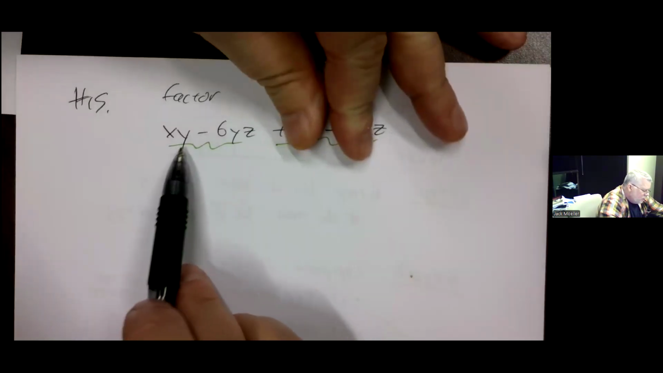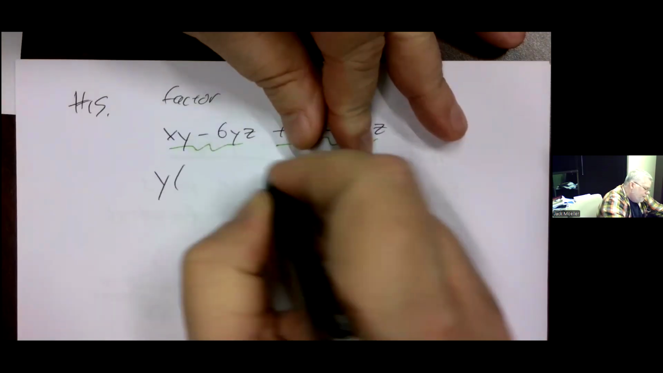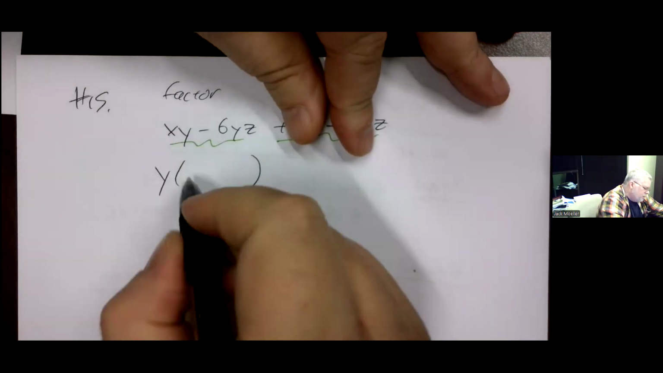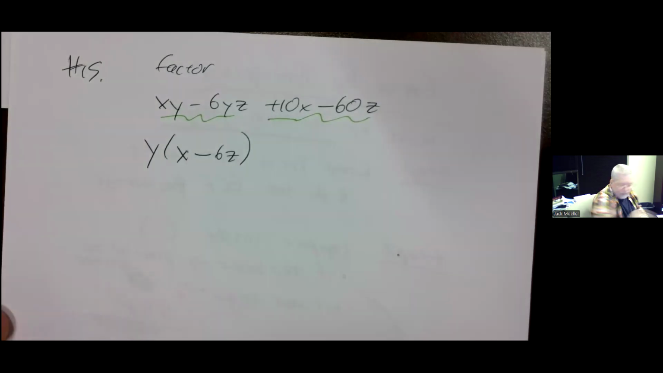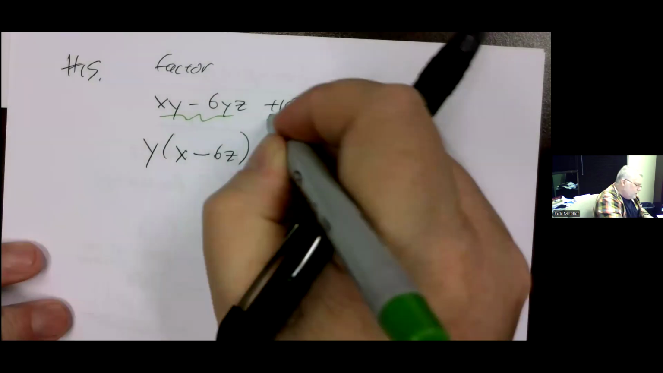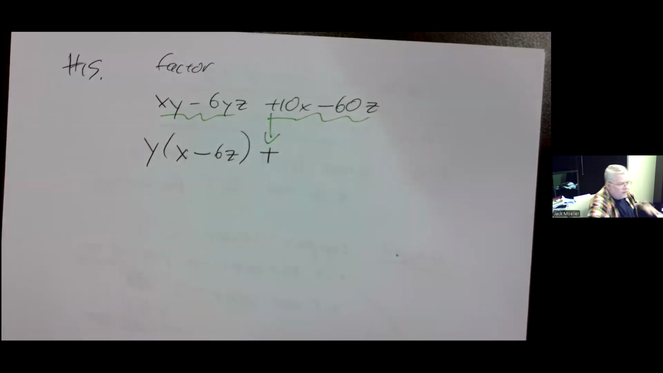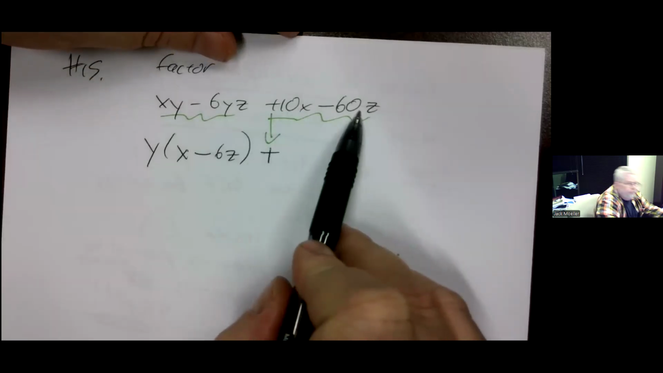All right, so looking at just the first two, there's no number that's common. They both have a y. You pull out the y. And then what do you have left if you divide both of those by y? Well, that just leaves us an x minus, and then if we pull out that y, we have a minus 6z left. Now pull down that middle sign. It's always nice when that middle sign is positive because then we don't have to worry about the negative GCF thing.